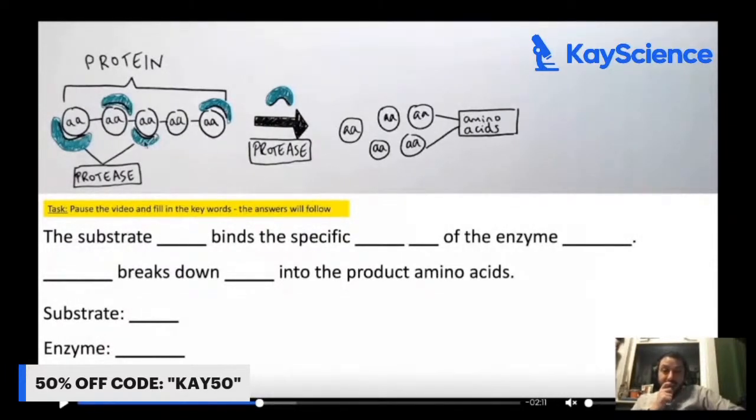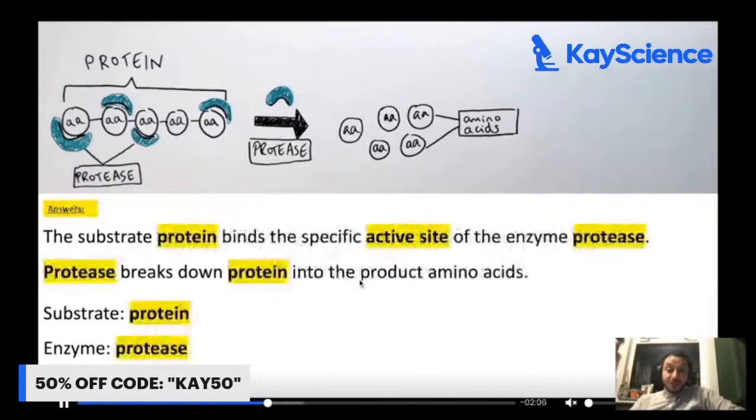The substrate here is protein. The substrate, protein, binds the specific active site of the enzyme protease. This here is protease, the enzyme. And the protease breaks down the protein into the product amino acids. So the substrate is protein, and the enzyme is protease, and the product is amino acids. You need to know this for your exam. This could easily be worth 2 marks out of 60 in your paper 1. It could even be worth more if you get a lot of it on food groups and enzymes. So these are the answers here.